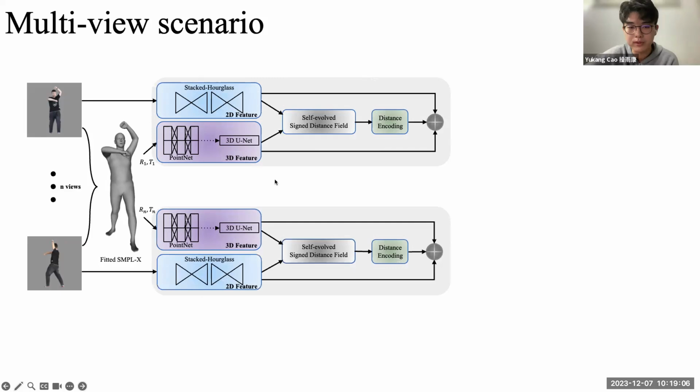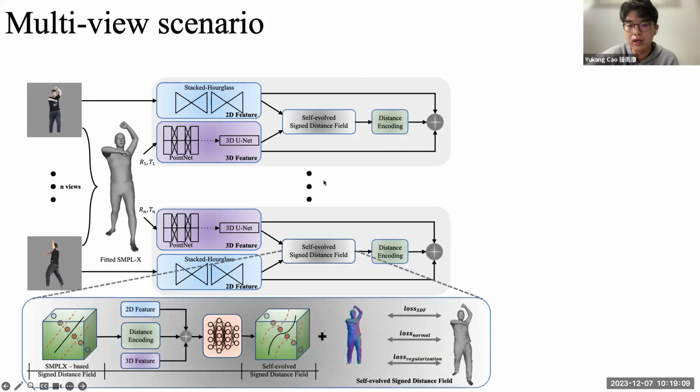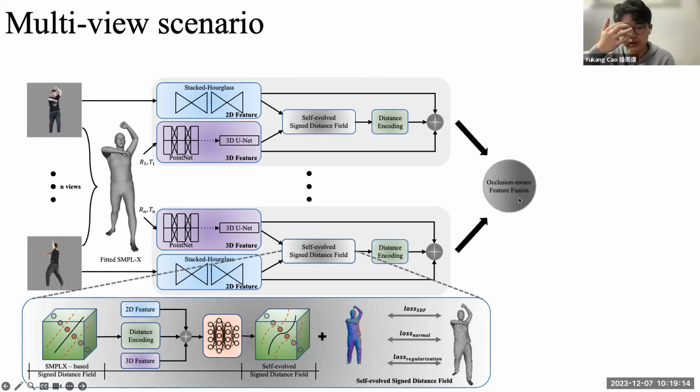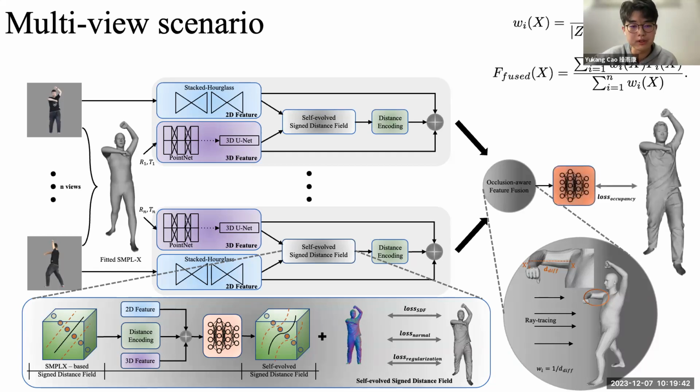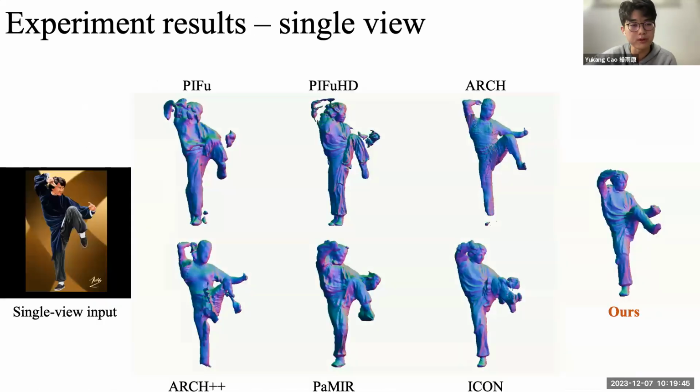And more importantly, instead of using average pooling to fuse these features equally, we propose a occlusion-aware feature fusion strategy. This approach involves shooting a ray from the camera to a 3D point X and calculating a coefficient W_i(x) as a reciprocal of the distance between the depth value of 3D point X and the first intersection point between SMPL-X and the ray. This coefficient will then be used to weight features from different views, and finally, an MLP will be used to predict the occupancy value for more details.